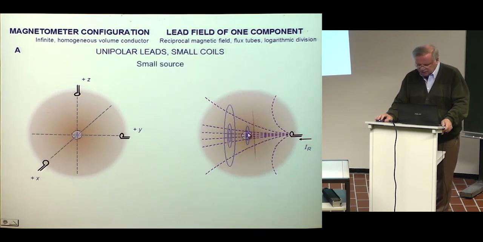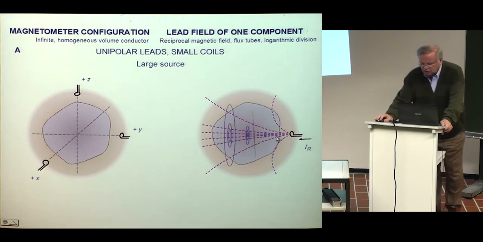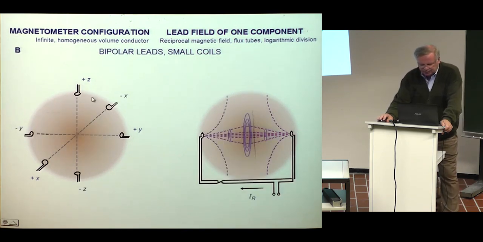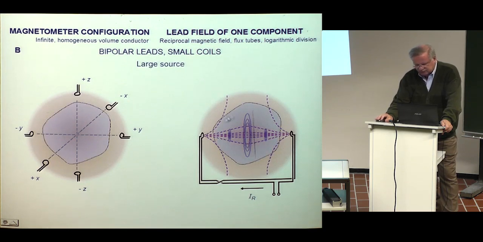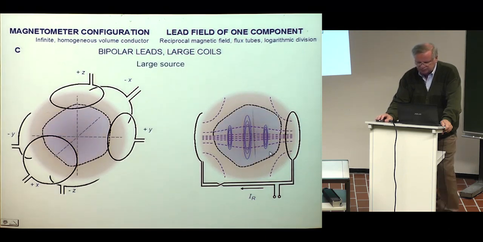and their lead fields look like this. If we have a small volume source quite far away from the coil, the lead field is rather good in that region. But if the source is large, then the lead field is not homogeneous in the ideal case anymore. If we have bipolar coils, then the situation is better for a small source and not so very good for a large source, but much better than in the unipolar case. And finally, if we have large coils, then the lead field is more beautiful and we get much better results.